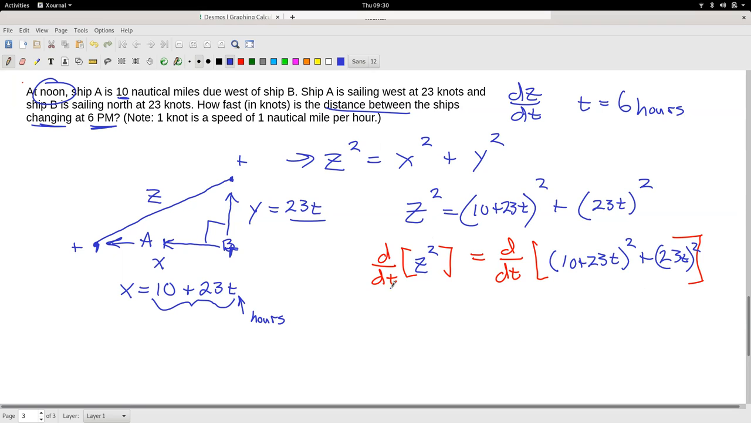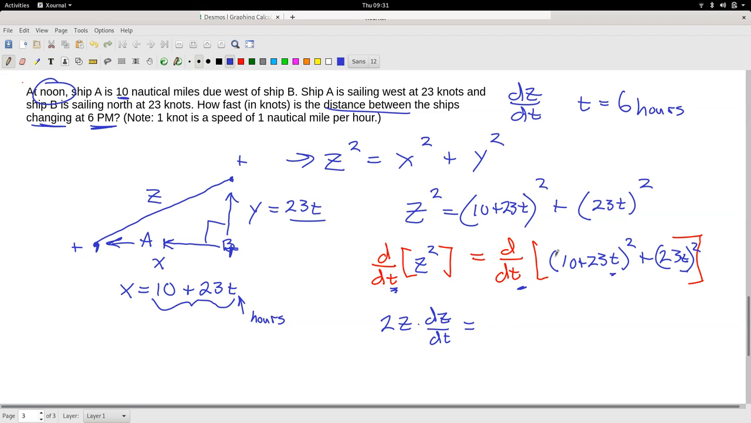So remember, we're differentiating with respect to time. We're assuming that z is a function of time, which it is. That distance is changing over time as the ships move away from each other. So when I take the derivative here, the derivative of that power is just 2z, and then the chain rule says multiply by the derivative of z, which is just dz/dt. On the other side, I'm taking the derivative with respect to time, and I've whittled it down to just a time function, so this one's not going to be too bad.